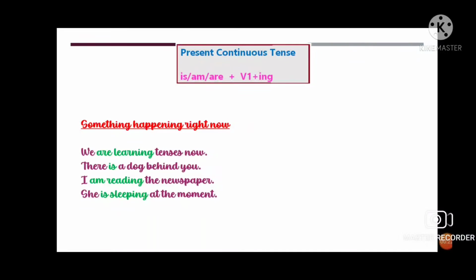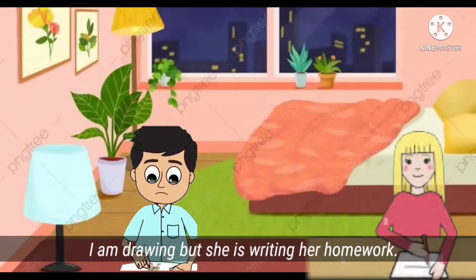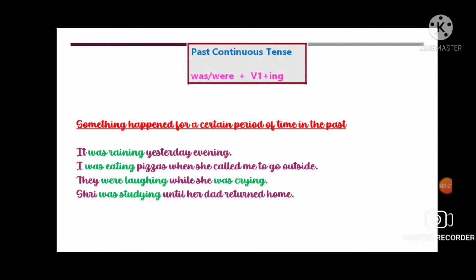She is sleeping at the moment. So instead of saying now, you can just say at the moment. There are different ways of mentioning what is going on right now. Whatever is going on right now comes under present continuous tense. Just simple as that. I am drawing, but she is writing her homework. Moving on to past continuous tense, it takes the form was or were plus V1 plus ing.